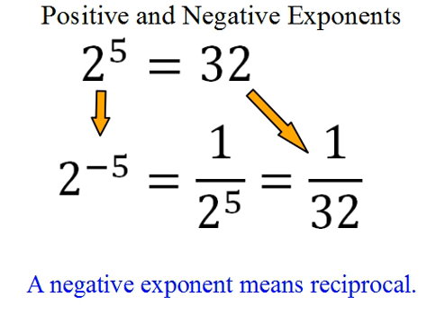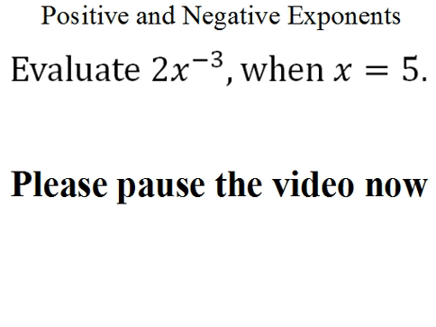So now I want you to try one on your own. In this problem, you will evaluate the expression 2x to the negative third when x equals 5. Think carefully about how the order of operations and that mnemonic PEMDAS will help you. Go ahead and pause the video now.